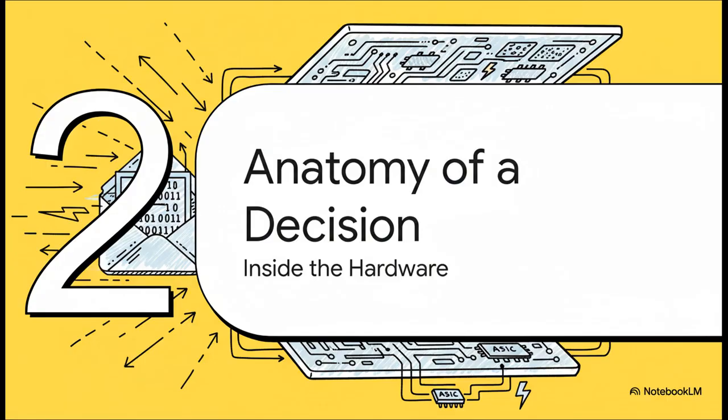So you gotta be asking, how in the world does a switch make thousands of these decisions every second without even breaking a sweat? Well, the secret isn't some general-purpose computer brain. It's all about highly specialized hardware. So let's pop the hood and see what's making all this magic happen.